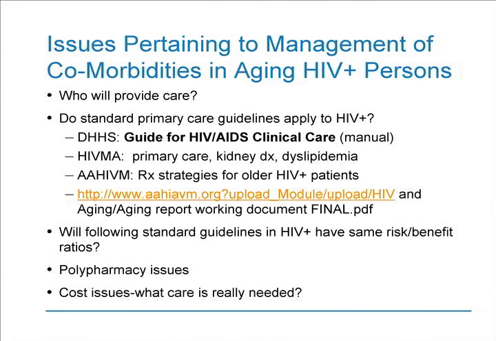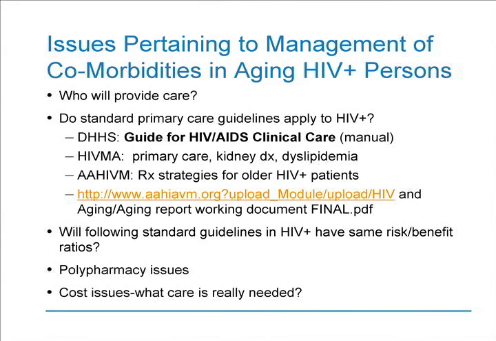So taking now a global overview on the main issues pertaining to the management of comorbidities in our patients with HIV who are aging, first question is who will provide care? This winds up being complicated. Another question is, do standard primary care guidelines apply to HIV-positive patients? There is some help out there on this issue, at least some guidelines.